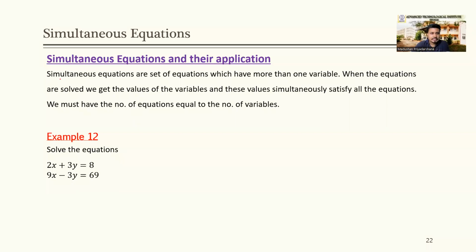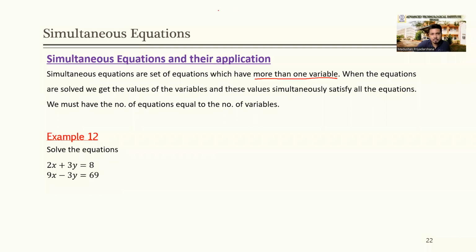What it says here: simultaneous equations are a set of equations which have more than one variable. If there is an equation with more than one variable, we can identify it as a simultaneous equation, and the power of those variables should be equal to 1. When the equations are solved, we get the values of the variables, and these values simultaneously satisfy all the equations.